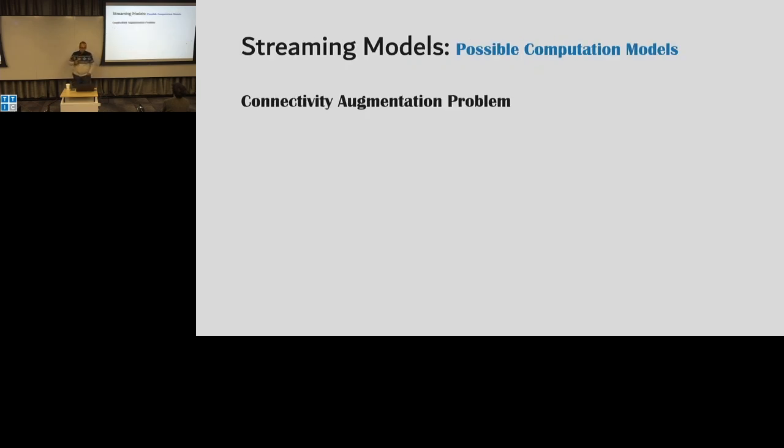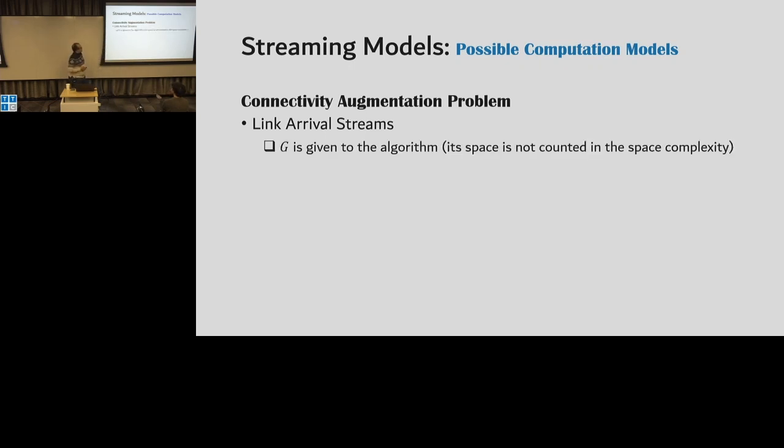Okay, so that was the general graph streaming model. But let's see what it means for our problem, the connectivity augmentation problem. As Samir just mentioned, here we have more information. We already have a k minus 1 edge connected graph. So we can consider two different models. One is the link arrival stream. In this setting, we assume that G, the k minus 1 edge connected graph, is already given to us, and we don't count the space of this graph G in the space complexity of the algorithm. So we assume that we have it.